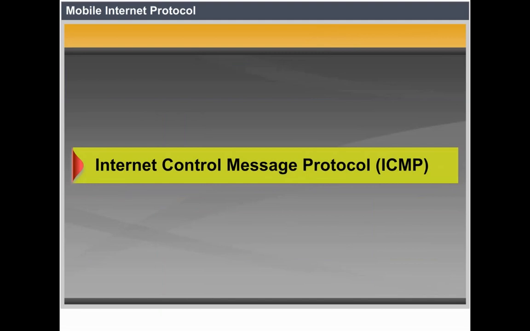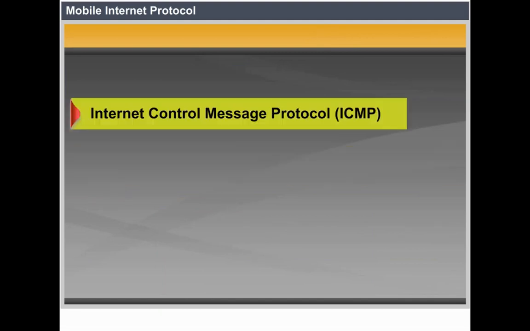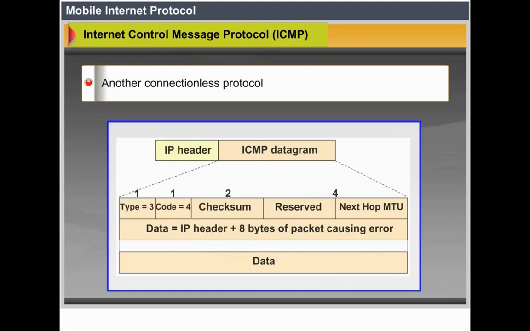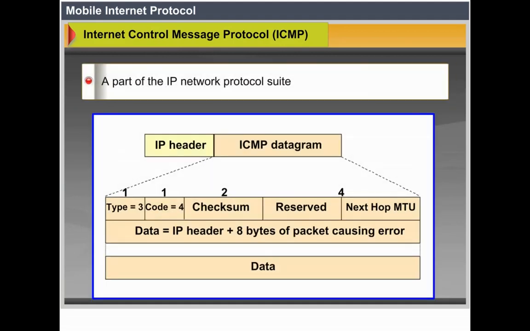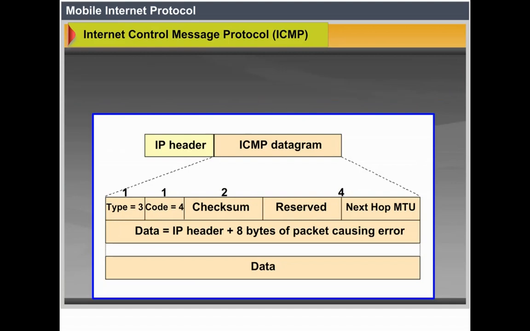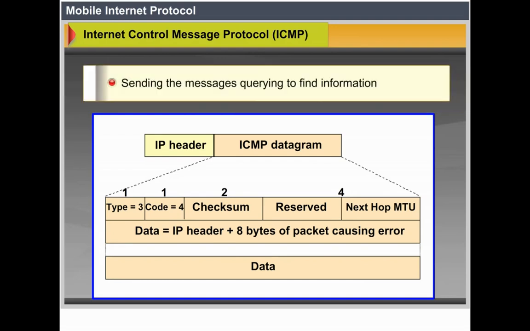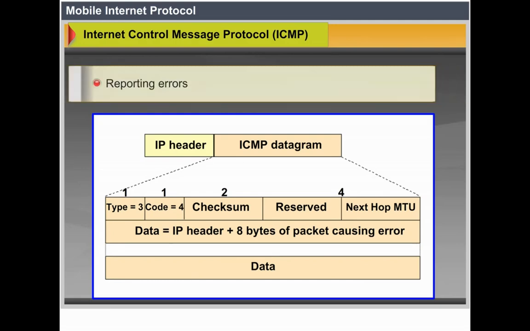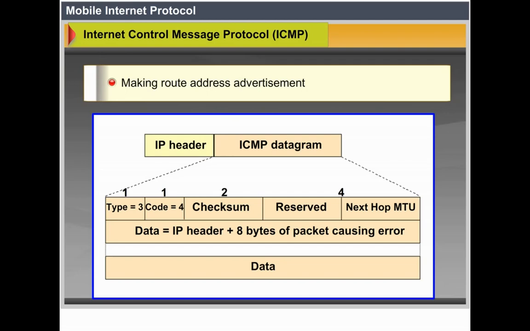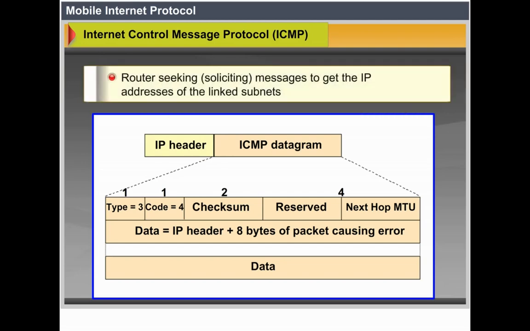Internet Control Message Protocol, ICMP. Another connectionless protocol, a part of the IP network protocol suite. ICMP uses a datagram which has an ICMP header when sending the messages for querying to find information, reporting errors, making router address advertisement, and router soliciting messages to get the IP addresses of the linked subnets.